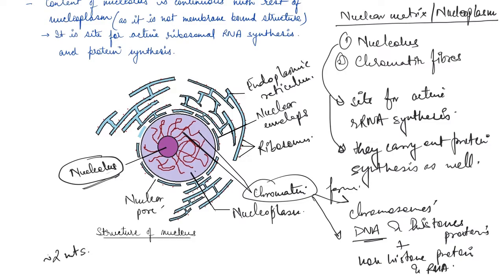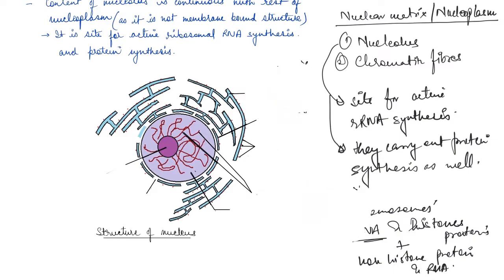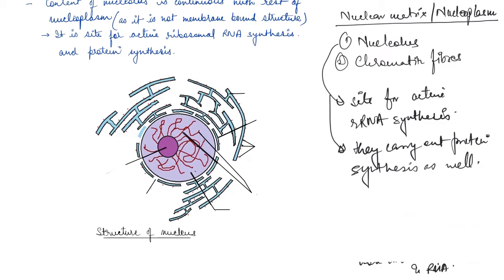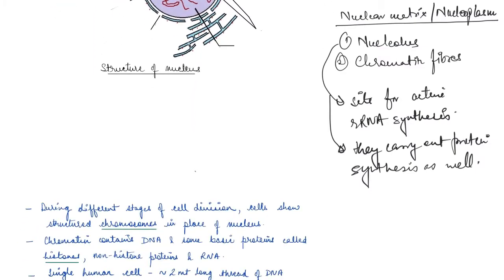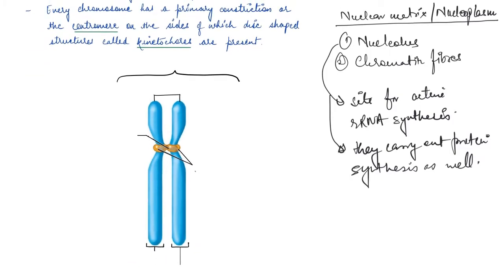Now every chromosome that we see has a primary constriction, right? And these are known as centromere. So if we talk about the chromosomes, you'll see that every chromosome has a primary constriction or centromere, and on this side of the centromere, there is a disc-shaped structure which is known as kinetochore, right?